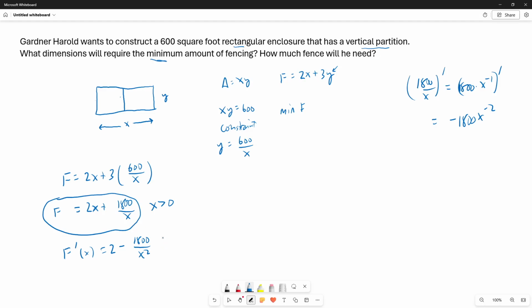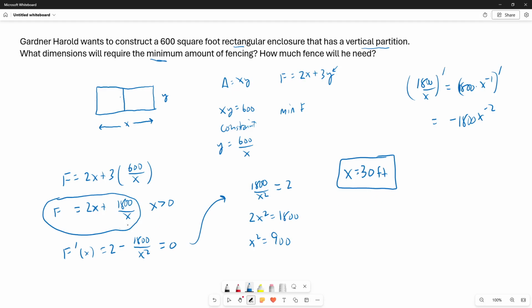And we're looking for critical numbers, so we let this equal 0. That means 1800 over x squared, if I move that to the other side, is equal to 2. So 2x squared is equal to 1800. x squared is equal to 900, and so x is equal to plus or minus 30 feet. And x in this situation has to be positive, so x is 30 feet.